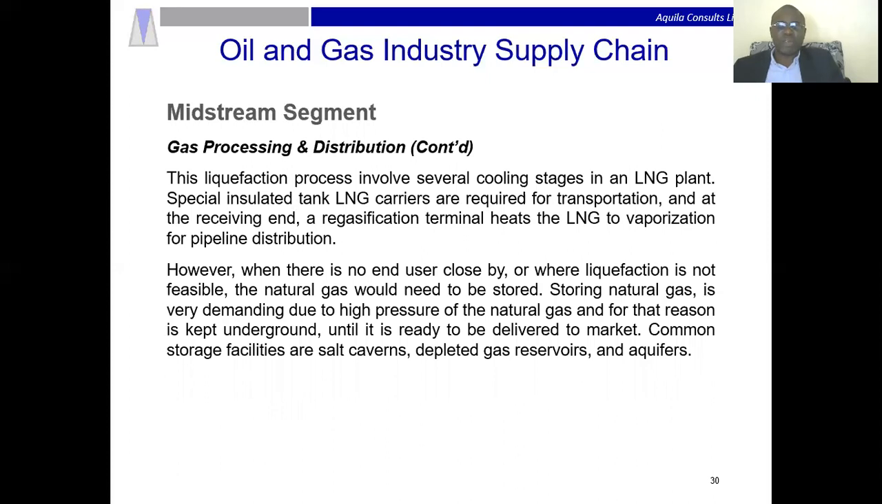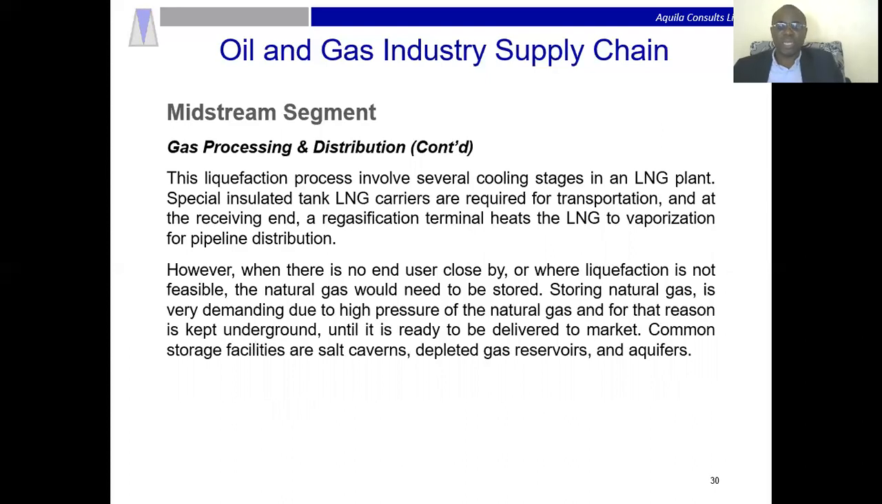The liquefaction process involves several cooling stages in what we call an LNG plant, and then after the liquefaction, you store it in special insulated LNG carriers, which are like tankers that you use to transport it. And then you take it to the receiving point at the other end, it could be the end of the world.